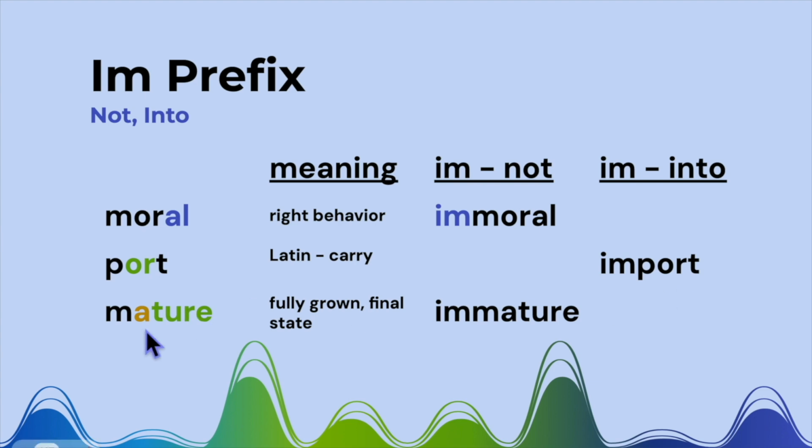This A is going to schwa, which means it will sound like uh. TURE at the end of a word usually sounds like chur. So this word is mature. Mature means fully grown or something in its final state. So immature means something that is not fully grown.